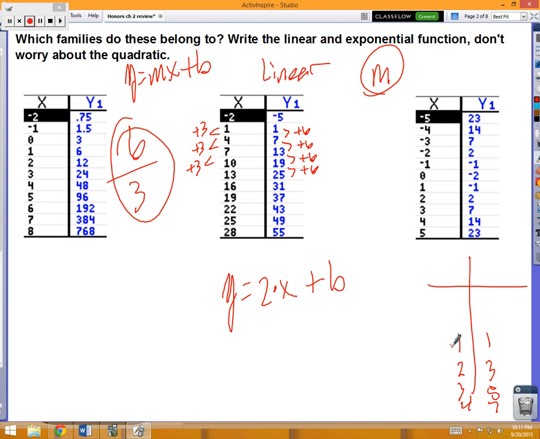And it does. It's just skipping from 1 to 4 and 1 to 7. So let's go backwards. 0, just change it twice. So 1 minus 2 is a negative 1. My b is going to be a negative 1. y equals 2x minus 1.